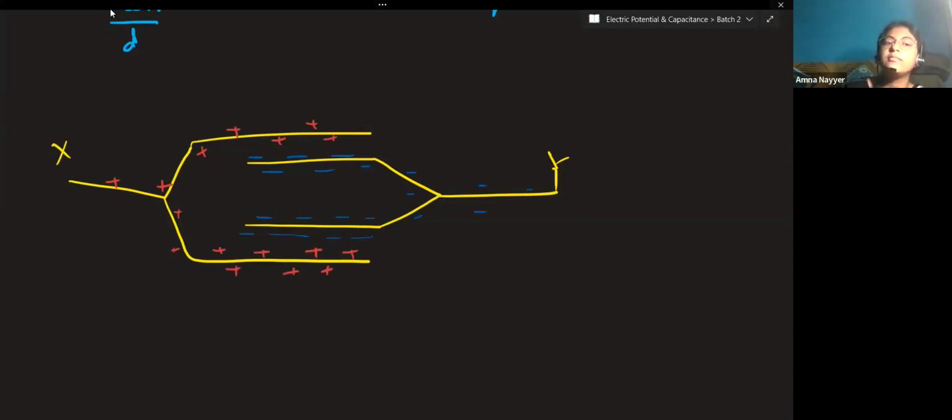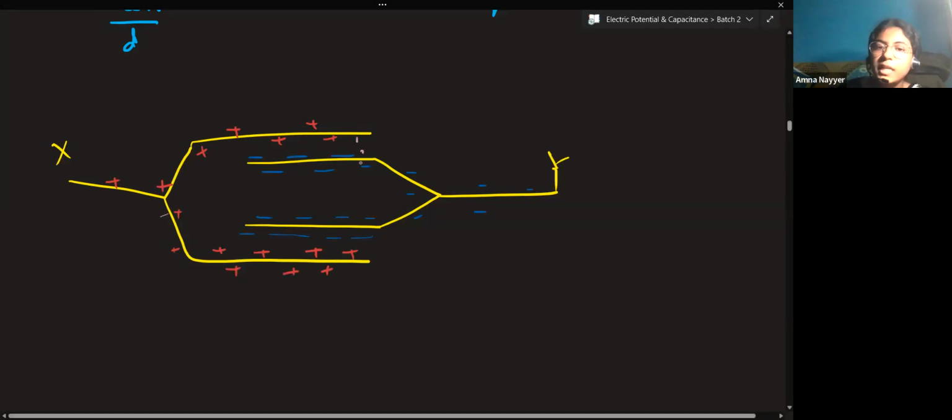Now we have to identify capacitors. See, this is plate 1, this is plate 2, 3, 4, 5, 6. If you see such a case, they are always connected in parallel. We see according to polarity. If they are connected with the same polarity, we call them connected in parallel. And if they are connected with the opposite polarity, we call it in series. So they are connected in parallel only.